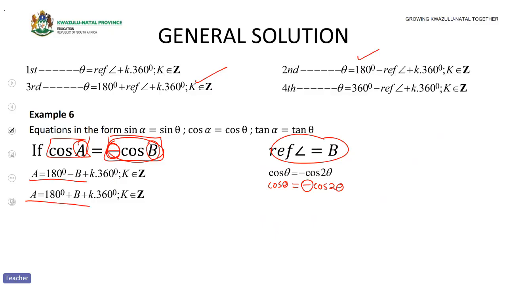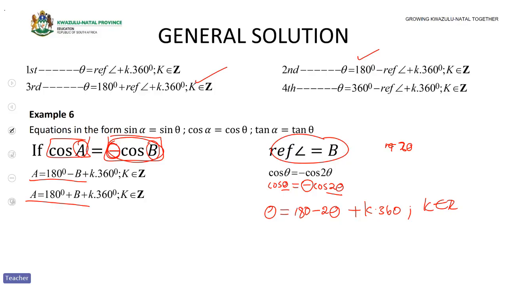So I said, since we have cos theta equals cos 2 theta, then we let 2 theta, which is our angle B, be our reference angle. We use this 2 theta as a reference angle. So we are going to be using the first one there, which is our angle theta equals 180 minus our reference angle, 180 minus 2 theta, plus K times 360, where K is an element of all integers.